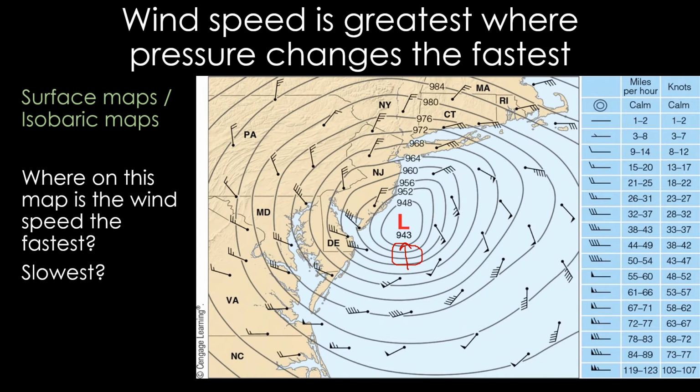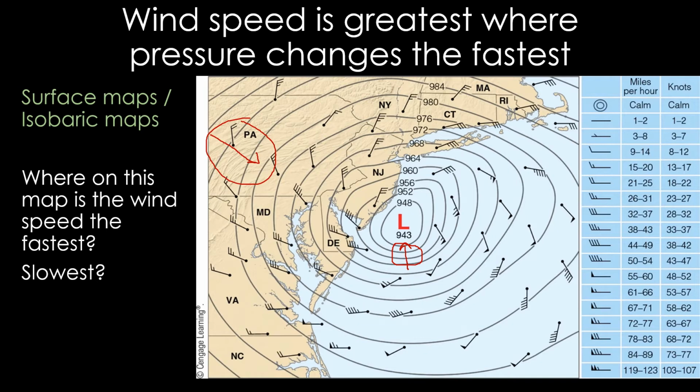We'd likely say this location here would have a slower wind speed, and this is because we're only changing from about 988 millibars to about 980 millibars as we head into the low pressure system, and this is happening over a pretty large space. So the pressure isn't changing very fast over a large space, and thus winds just aren't going to blow as fast.